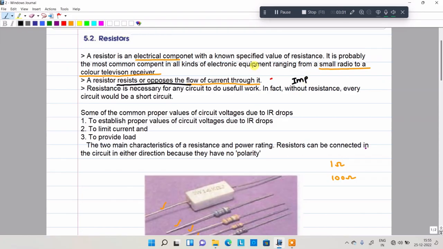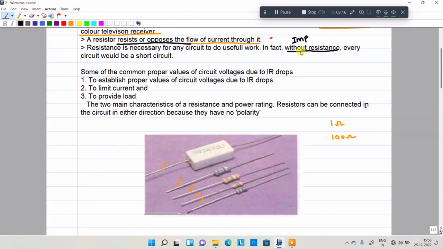Resistance is necessary, right? It is useful in the circuit itself. In case without resistance, what will happen here? Suppose there is no resistance in the circuit. What will happen? Every circuit would be short circuited. So that's why resistance is one of the important components in the circuit.